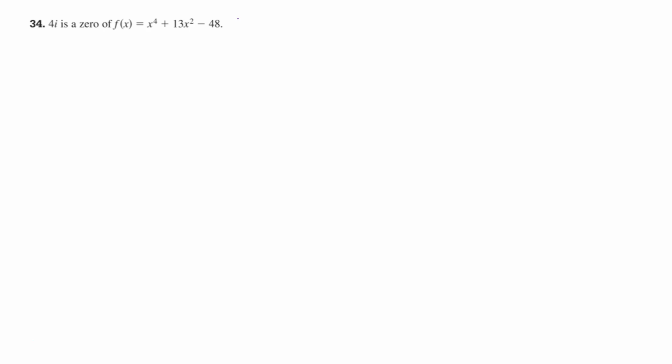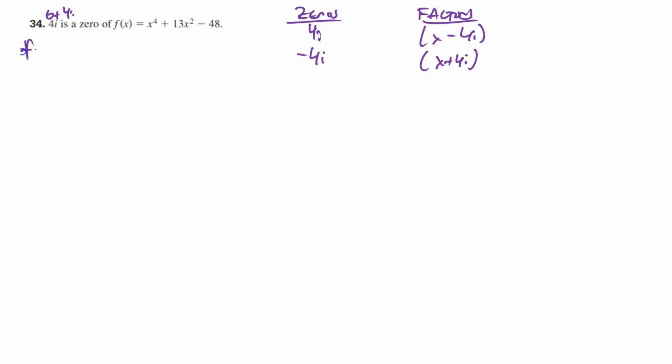All right, here, 4i is a 0 of this guy. So we're going to do the same thing here. We're looking for those factors. This time, because it's just 4i, let's make a list of our zeros and our factors. So 0 is 4i. That means that's 0 plus 4i, right? 4i is really 0 plus 4i. So then 0 minus 4i is also going to be a root. Factors x minus 4i, x plus 4i, right? So right now I know f of x is equal to x minus 4i, x plus 4i, times something.